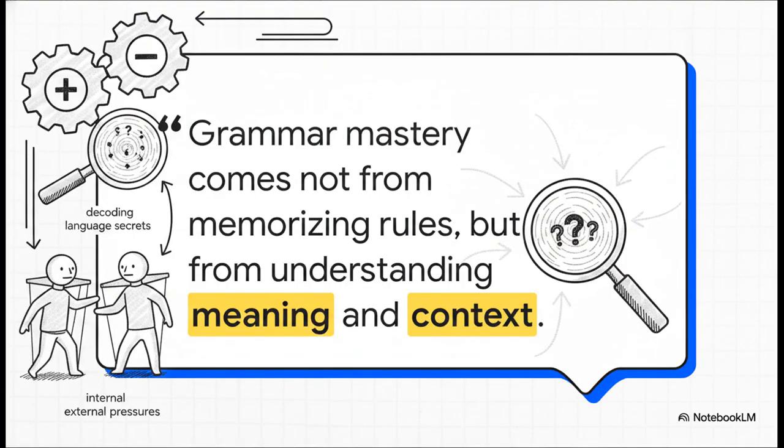As we wrap up this explainer, I want to leave you with this final thought. Grammar mastery comes not from memorizing rules, but from understanding meaning and context. You see, speaking advanced C1 English isn't just about sounding correct. It's about being incredibly precise with your intentions. By mastering the difference between internal and external pressures, and between choice and prohibition, you take total control of your communication. So I leave you with this provocative question to ponder. Next time you hear someone say, I have to do this, ask yourself, who is really pulling their strings?